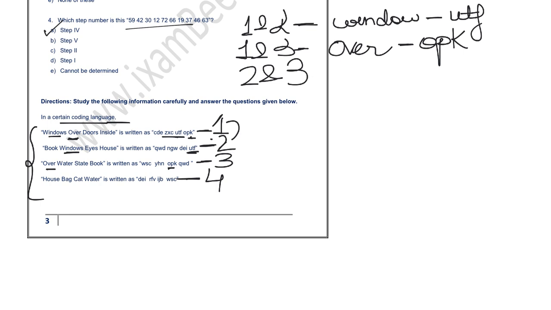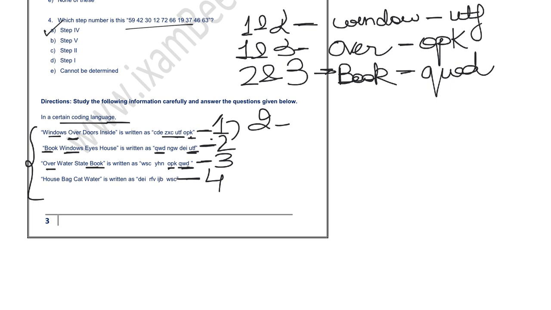So if we compare second and third, you will find that the word common over here is book. So you have to look for the common code as well in second and third. So if you look at this particular code, that is QWD, you will find that this is also common, which automatically means that book stands for Q, W and D. Similarly, you have to now compare second and 4 because you have already compared second and 3. Now you have to compare second and 4.